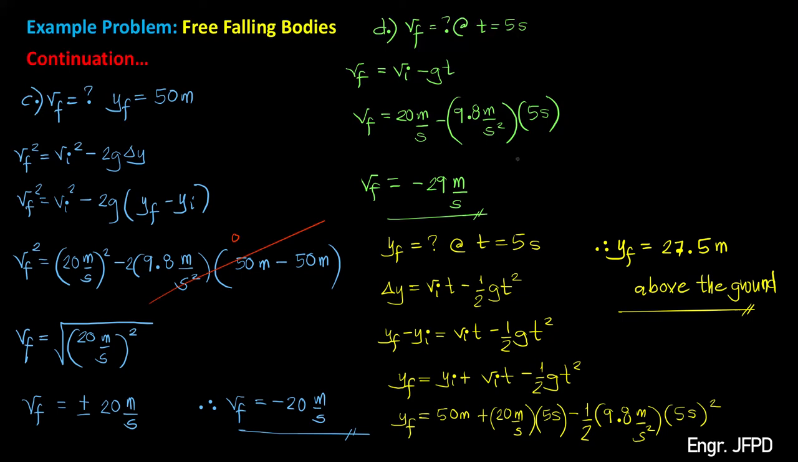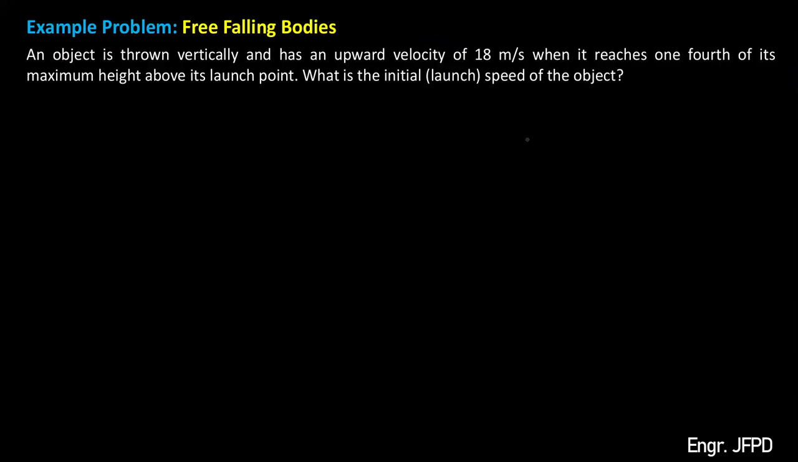Now, let's try to have another example problem. For our second example problem, an object is thrown vertically and has an upward velocity of 18 meters per second when it reaches 1/4 of its maximum height above its launch point. What is the initial speed of the object?